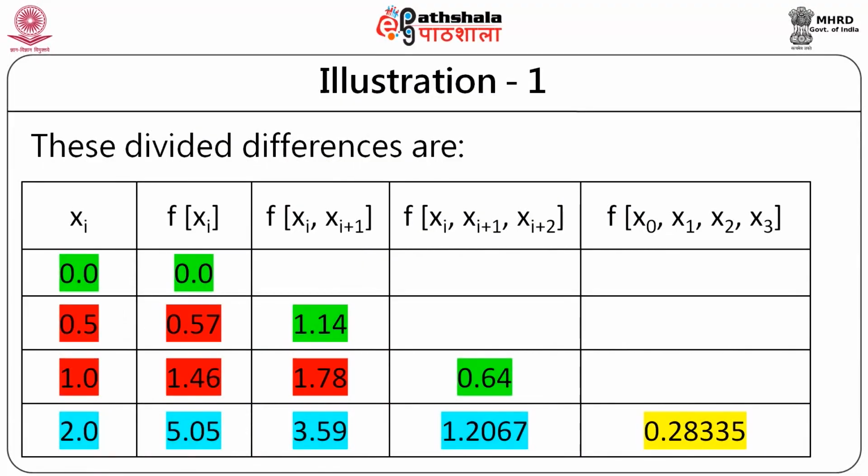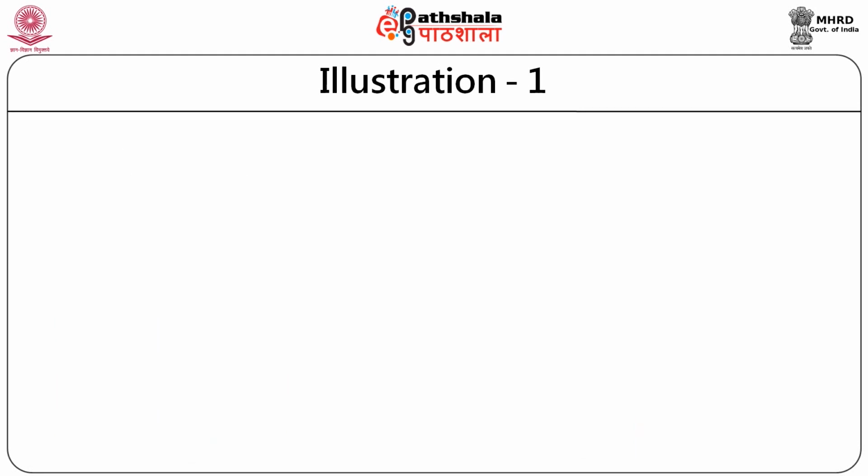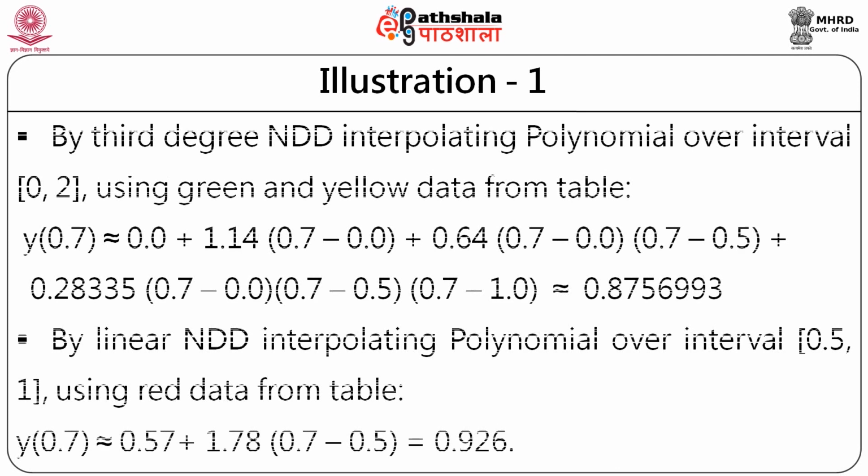Finally, to get this I have to take the difference of this minus this, divided by 2 minus 0. So, I have to divide by 2. Whatever difference I get, if I divide it by 2, I will get 0.28335, which will be my final divided difference. So, this table gives me all the divided differences. We are going to use them now in finding the Newton's divided difference interpolating polynomials of various degrees.